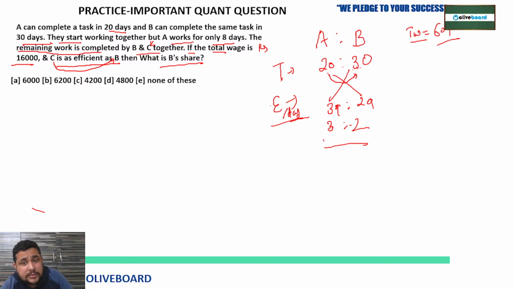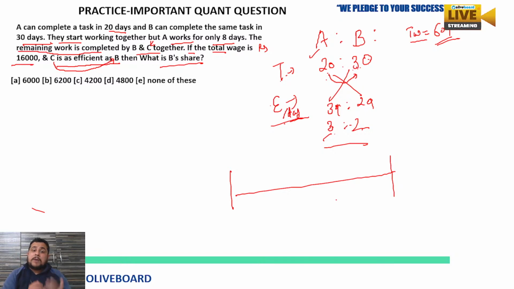Now, this 3 is cups of tea. So 3 cups of tea per day by A. So in 20 days, he can have 60 cups of tea, 20 into 3, time into efficiency. Then in 30 days, how many cups of tea will be finished by B if he is having 2 cups of tea per day? So 2 into 30, 60. Now we can easily go for the amount of work, because how much amount is received by A, B and C after the work depends on how much work they have finished.